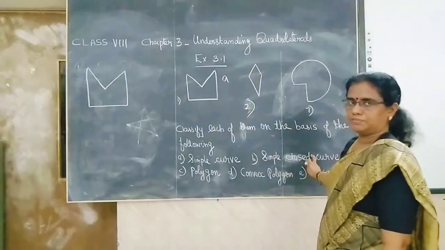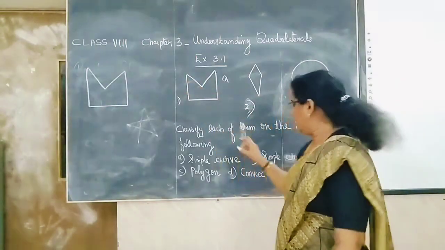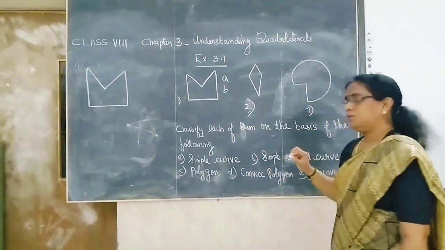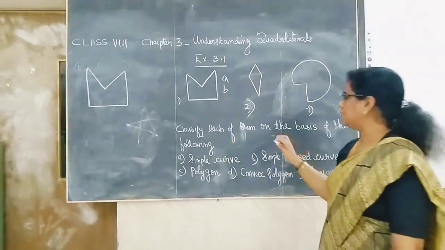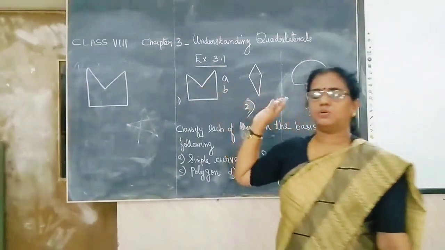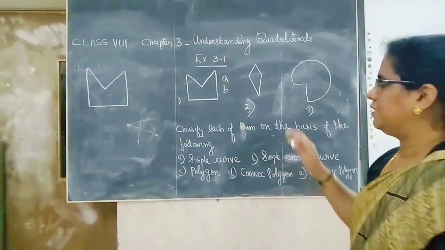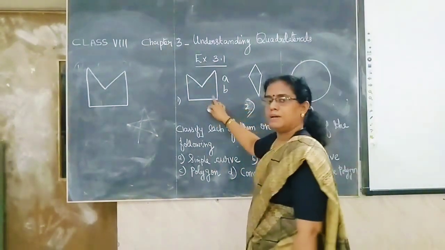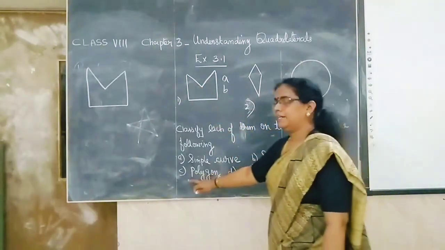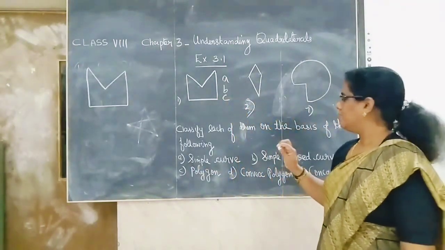Now simple closed curve. Here it is a closed one, that is, the starting and the end points are the same. So B is also satisfied for the first figure. Now polygon. Polygon means a simple closed curve made of line segments only. Here this simple closed curve is made up of line segments only. Therefore, the third condition, that is polygon, is also satisfied.